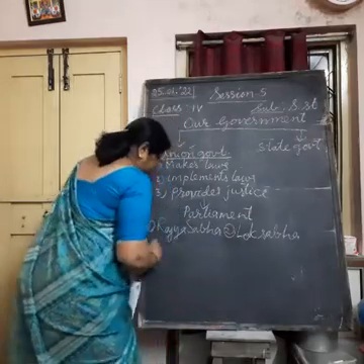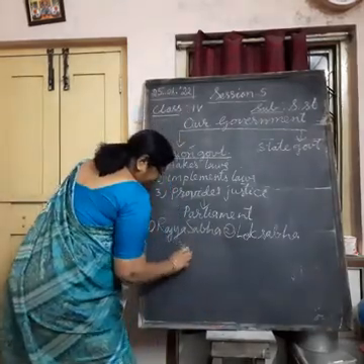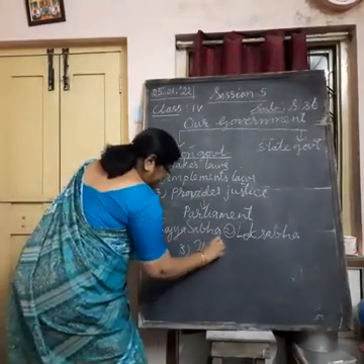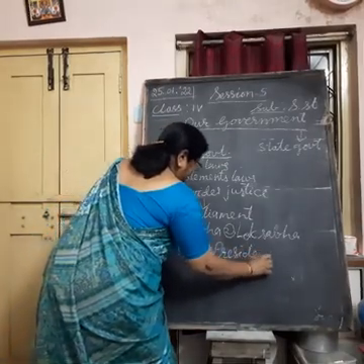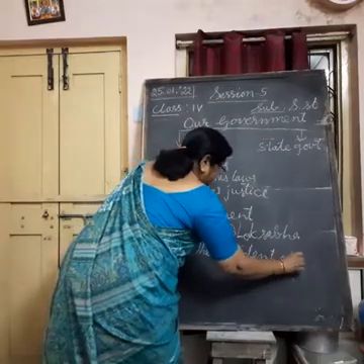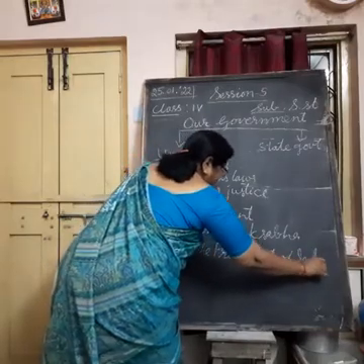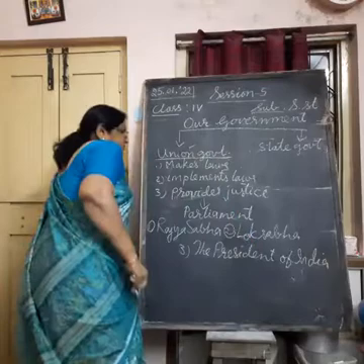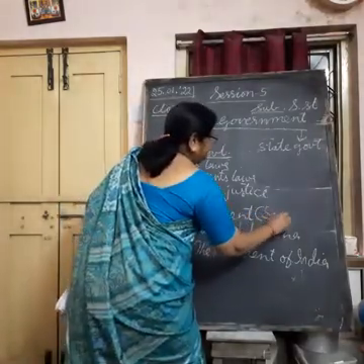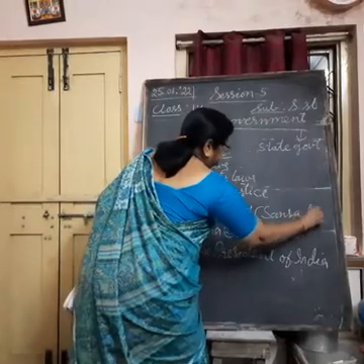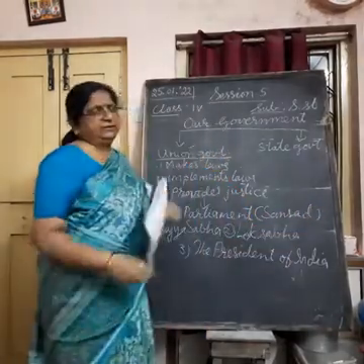Then, third, the President of India. The President of India. Understand? So, the Parliament, which is known as Sansad in Hindi, Sansad they call.